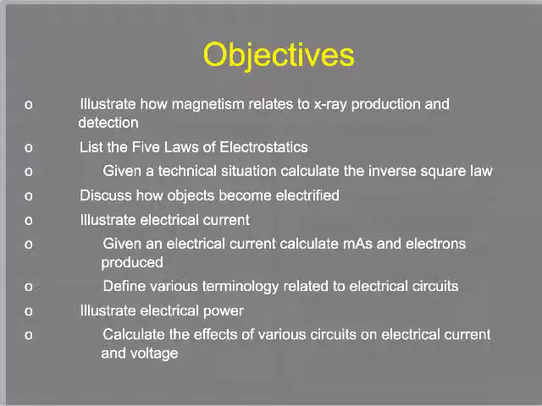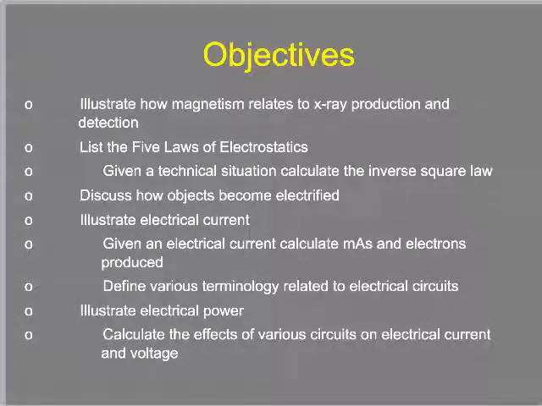Our chapter does a good job of pointing out that both in terms of producing X-rays and also detecting radiation, we can use magnets or magnetic fields. We're going to talk about the 5 laws of electrostatics. That's basically electricity at rest, and that's when we'll look at voltage. And interestingly enough, this is related to the inverse square law.